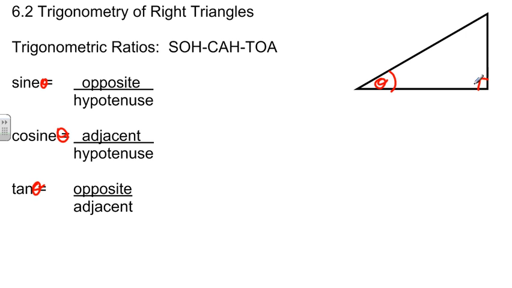So if this is the angle that we're talking about, the first thing you need to identify is the hypotenuse, which is across from the right angle. Once you have that, you can identify which one's across from the angle that we're talking about. That side's called the opposite side. And then next to the angle, we call that the adjacent side.